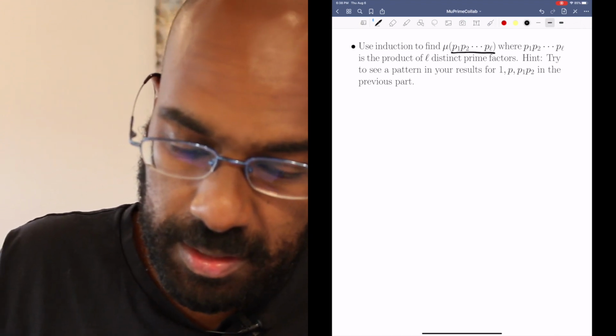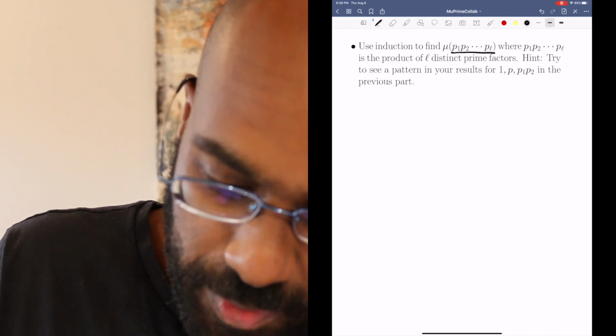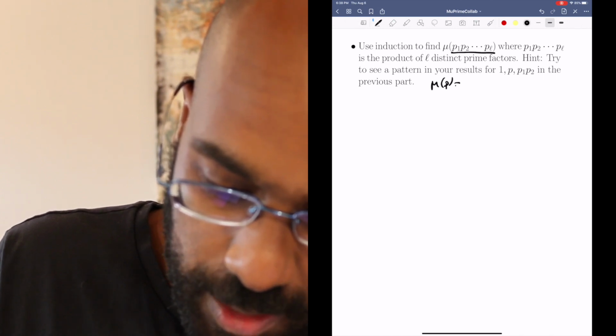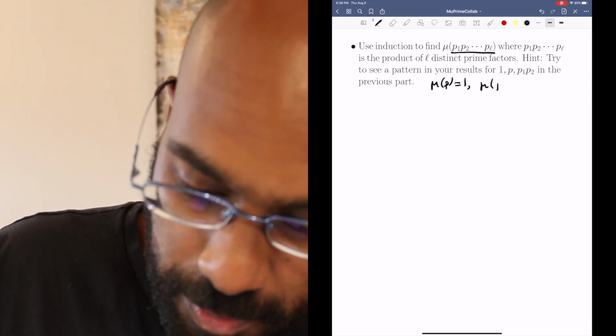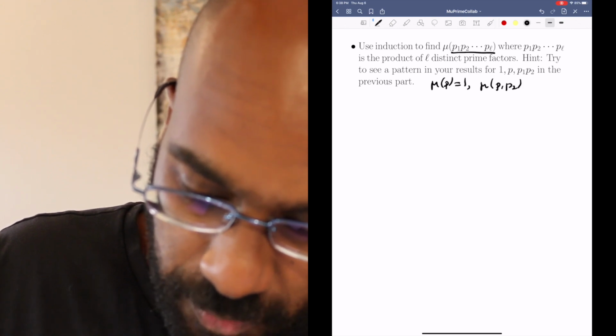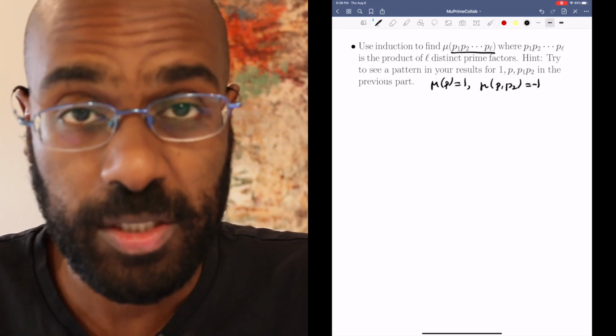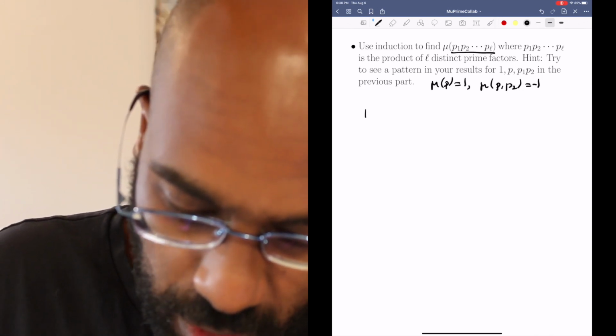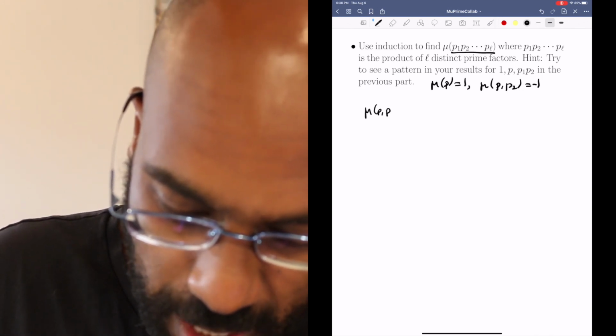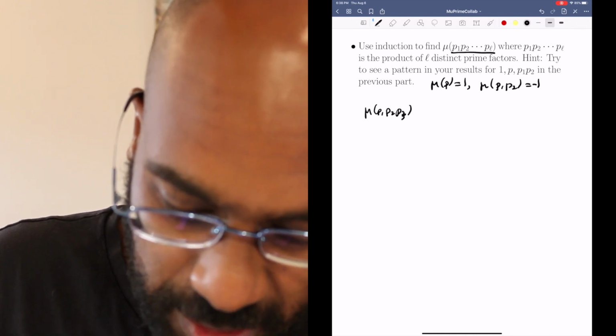And we have some hints. We've done some work to show that mu of a prime is 1 and mu of the product of 2 primes is -1. So what I want to do is play with the product of 3 primes and then see if we can come up with a conjecture. Okay, so if we're looking at the product of 3 primes, lots of factors here.